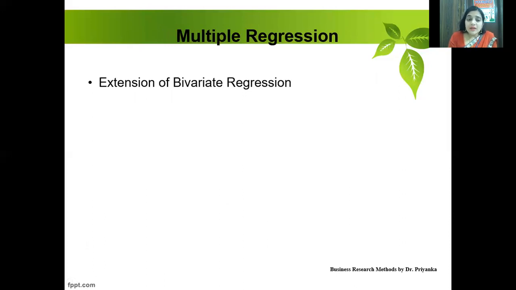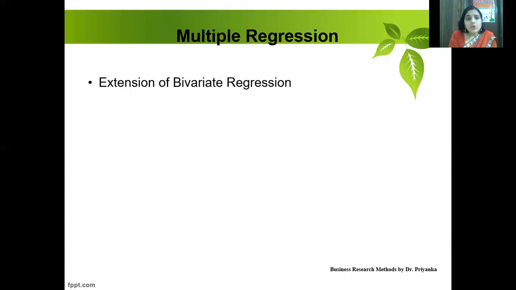After bivariate regression analysis, here comes multiple regression analysis. This is basically the extension of bivariate regression. When we were talking about bivariate regression, we were just talking about two variables at a time, one of them was the dependent variable, another one was the independent variable. It was like one variable is affecting the other. For example, your advertisement expense is affecting the sales of the company, right? There are just two variables, one is your advertisement expenses and another one is your sales.